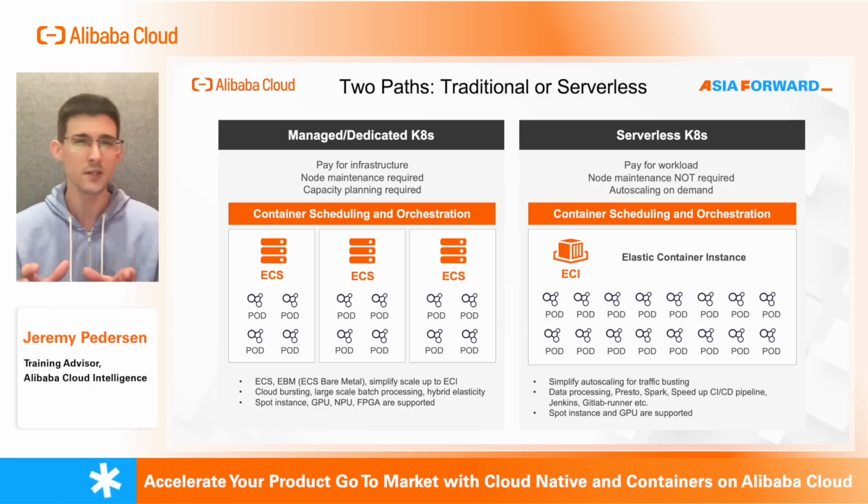And there are generally two paths, two ways you can go when you're implementing Kubernetes on Alibaba Cloud. You can go with a managed or a dedicated cluster, or you can go with a serverless cluster. So you can see managed and dedicated are on the left. I like to call that traditional, the ones on the left side of the slide there. The traditional cluster essentially is running on ECS, so it runs on ECS virtual machines within your Alibaba Cloud account.